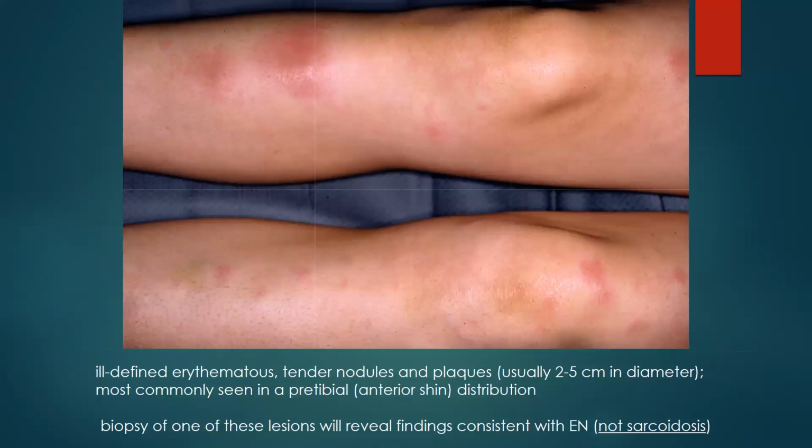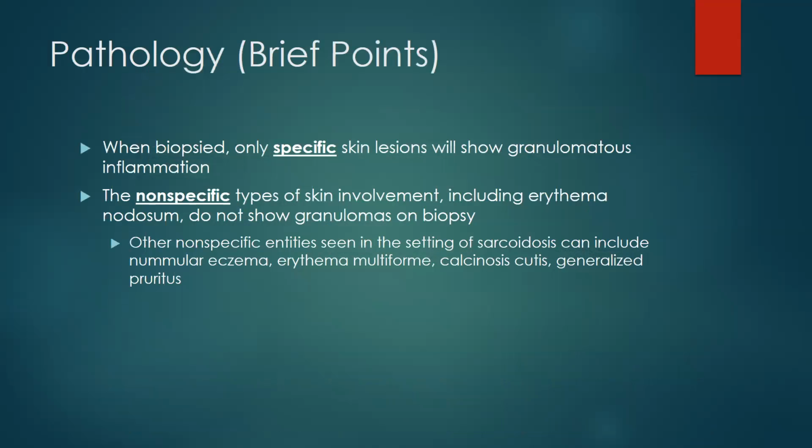So here's a good example of what erythema nodosum looks like. You get these ill-defined erythematous tender nodules and plaques, most commonly seen in a pretibial distribution. That's the most common location. When it's extremely active, you can get involvement of other sites of the body, but you're almost never going to get a situation where you don't have pretibial involvement, which is why we emphasize the pretibial area so much.